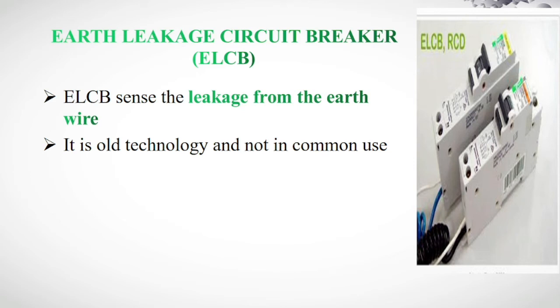If during any short circuit there is leakage through the neutral wire, it will detect that and sense it and it will trip off during the presence of current in the neutral wire. But the application is not present now, since it is an old technology, so it is not used at present.